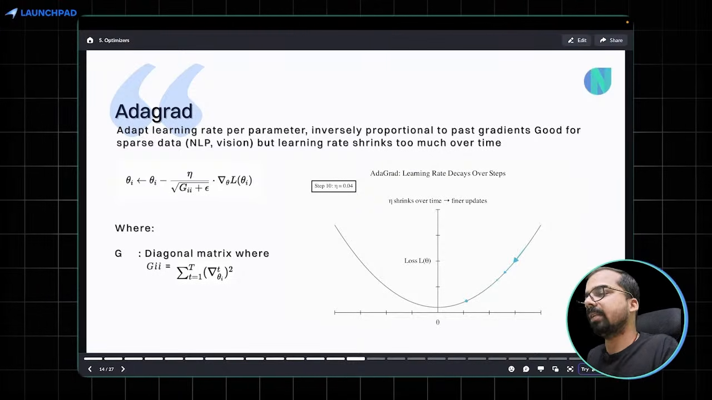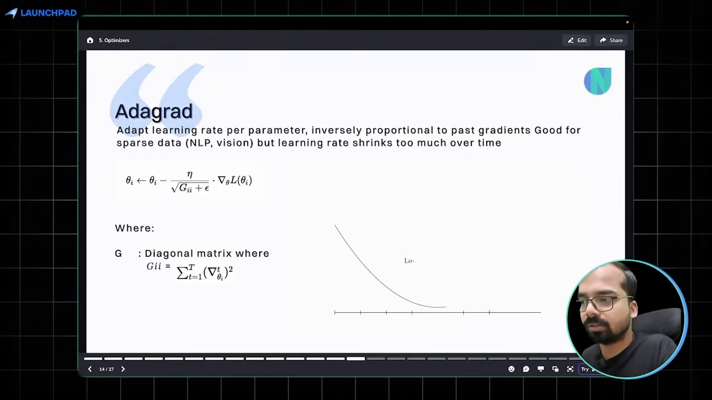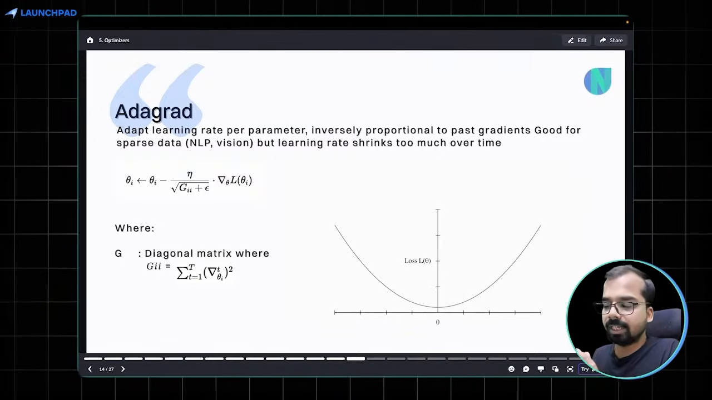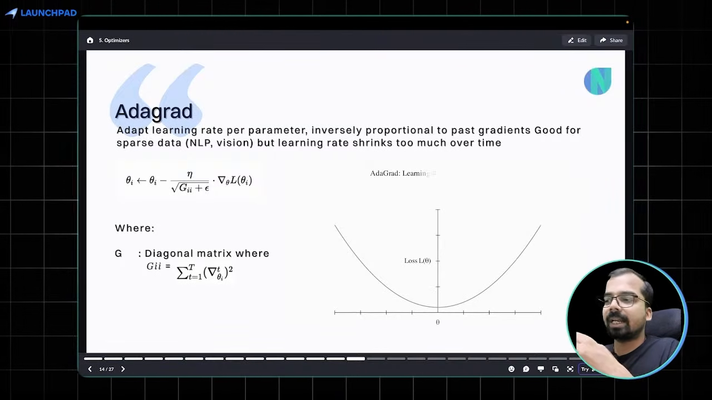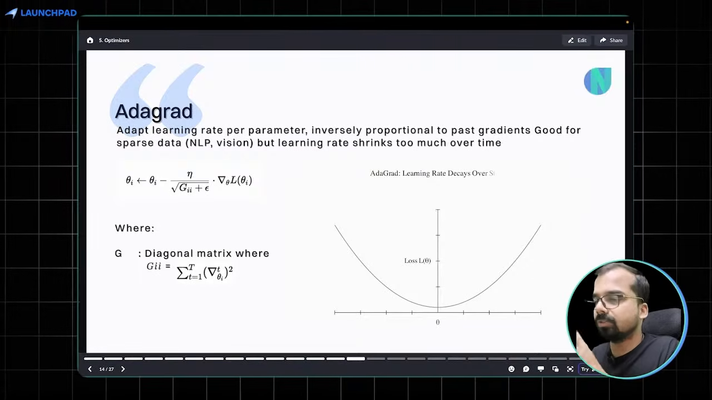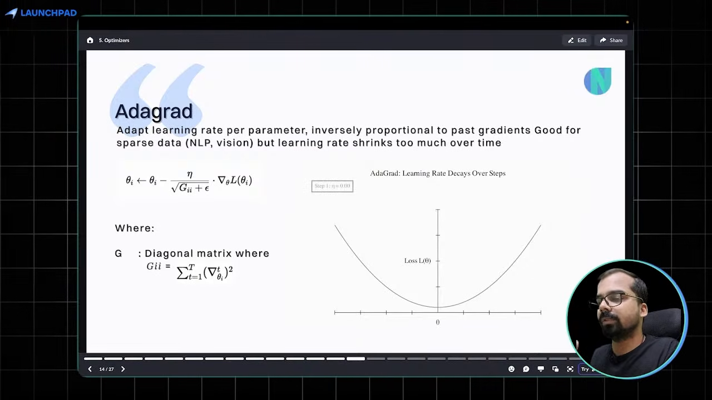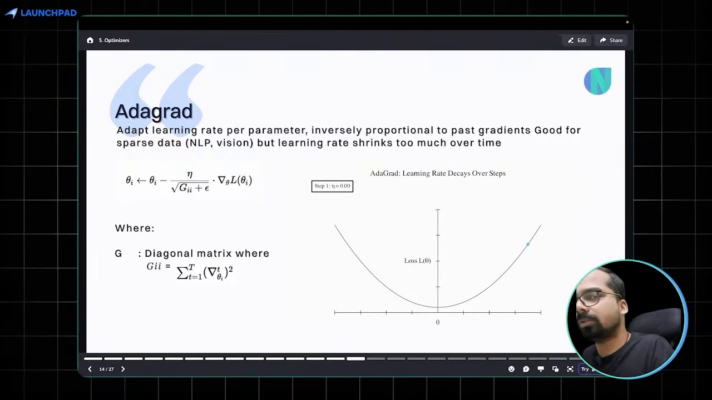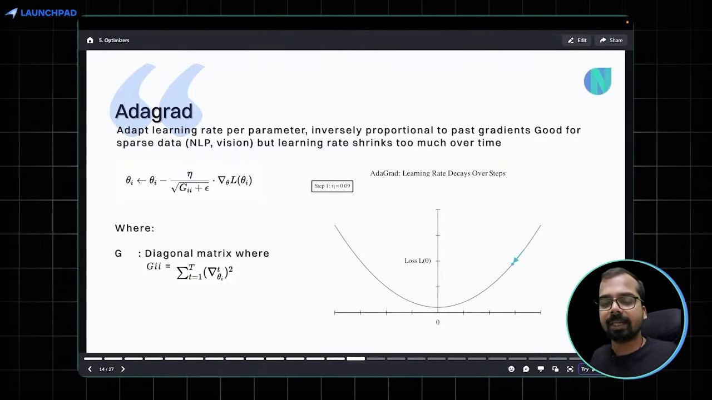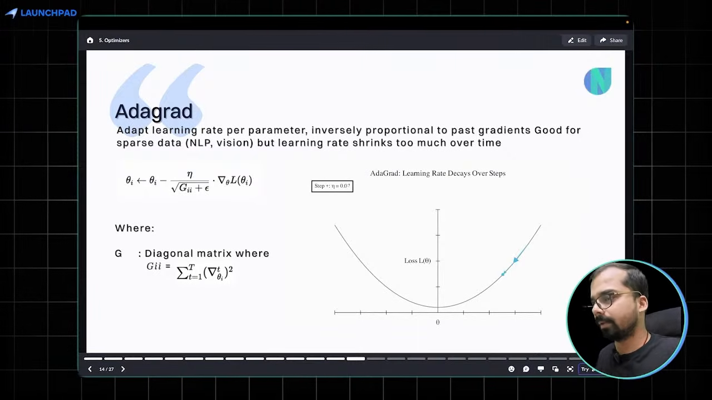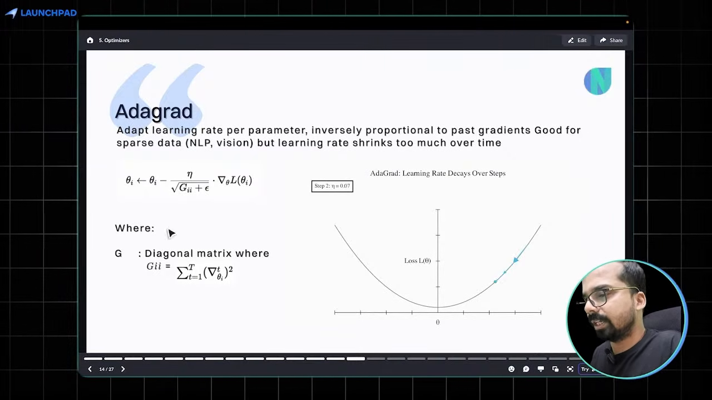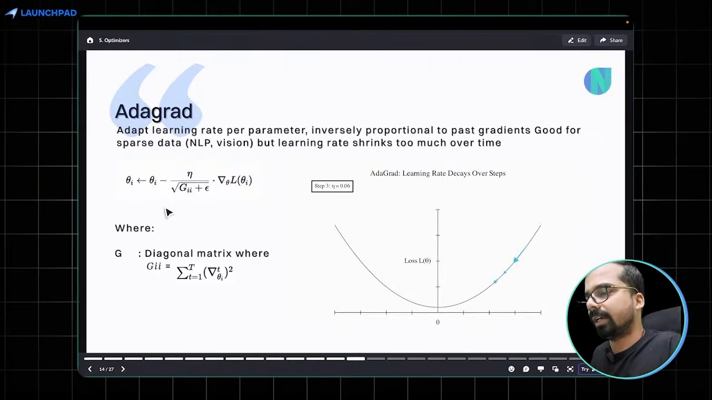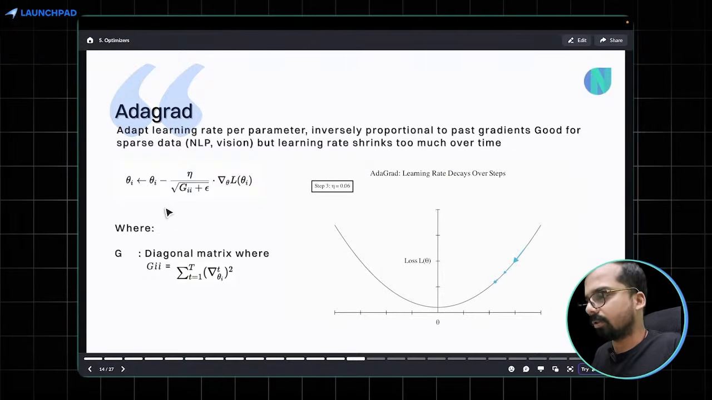This is very helpful in NLP tasks, because in NLP a lot of times your features are the presence or absence of words, so you have a lot of absences of words, or zeros. In those scenarios, adaptive gradient is very useful. You can see the formula over here, but I'll try to give you a better explanation for this formula.